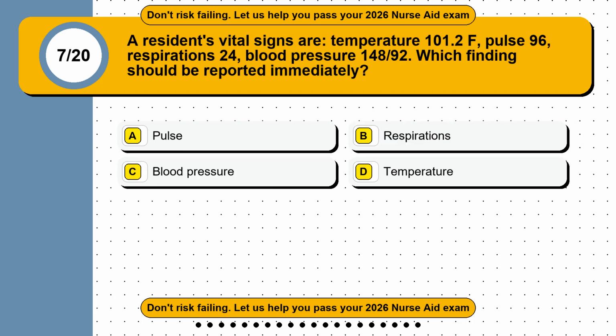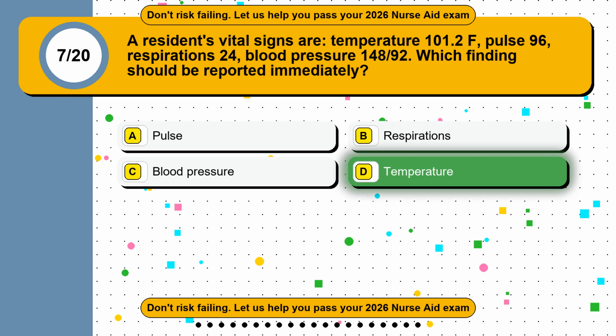Question 7. A resident's vital signs are: temperature 101.2 F, pulse 96, respirations 24, blood pressure 148/92. Which finding should be reported immediately? Option A, pulse. Option B, respirations. Option C, blood pressure. Option D, temperature. The correct answer is option D, temperature.